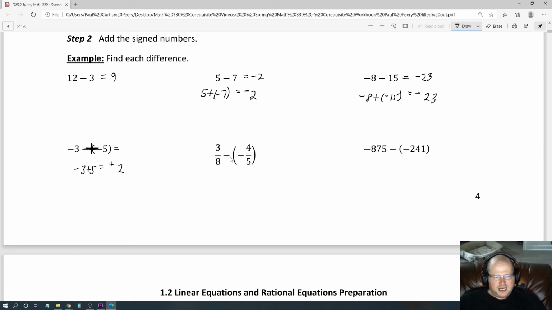Let's move on to this one. Again, you're saying 3/8, but you're subtracting a negative, which is the same as adding, and that would give you 4/5, sorry.